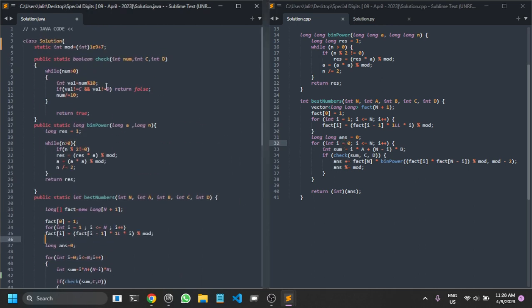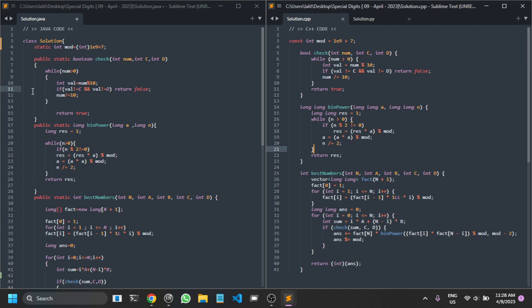Now let's talk about the check function. I have explained the check function already, but for each digit in the number that we have, we are going to check whether the current value is equal to C or D. And if it is not equal to C or D, then I will return false.